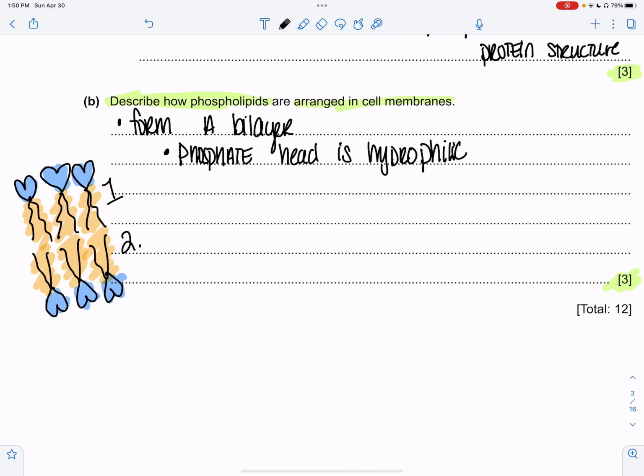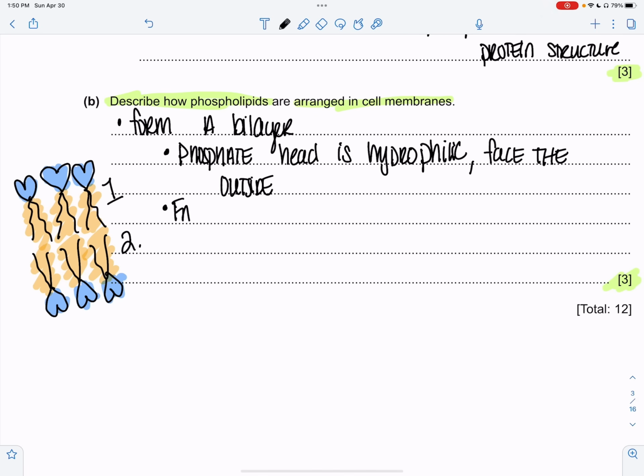Hydrophilic, and it faces the outside of the cell, and that means that it's polar. Those two things need to be there, those two statements.